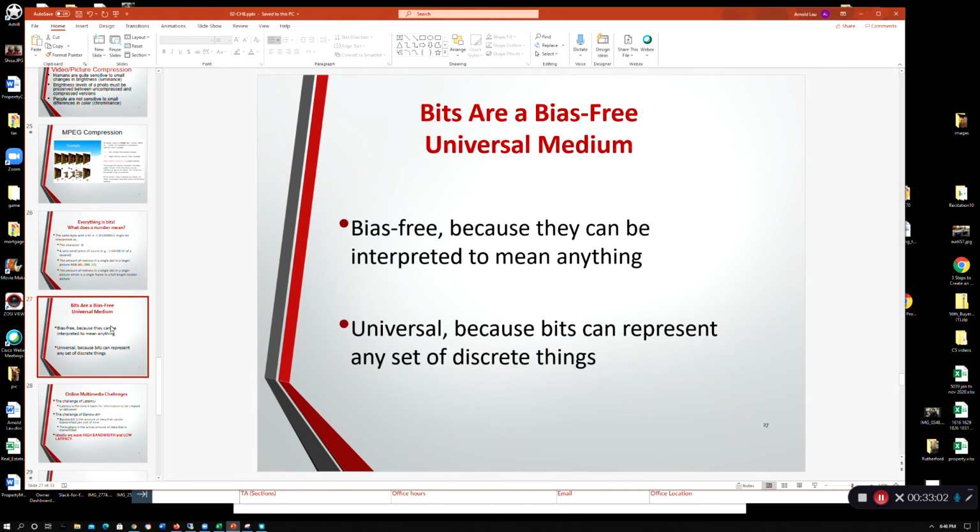So bits being bias free, it's how a bit is a bit. It's either 0 or 1, but then how it's interpreted can mean a lot of things, whether it's part of a sound clip or part of a video or whatever. How that's interpreted is essentially a layer on top that pulls in all those streams of zeros and ones and then interprets them a certain way. So the bits themselves don't know what they are. They just know they're either a 0 or a 1. That's what they mean by being bias free.